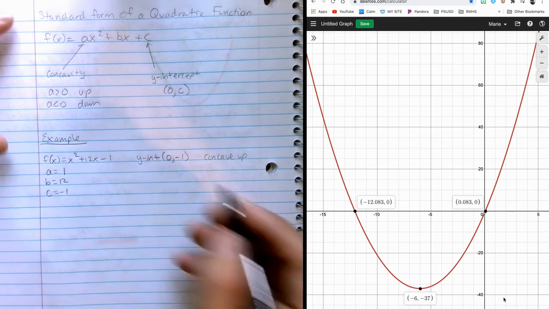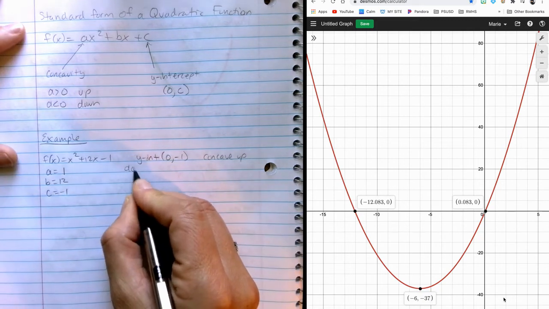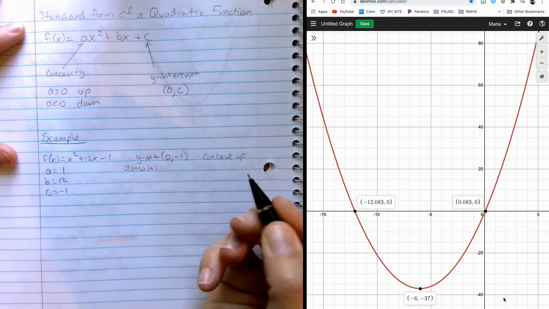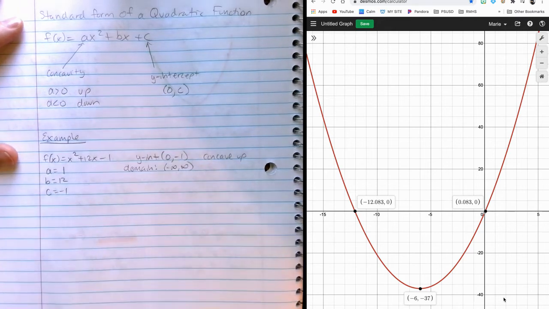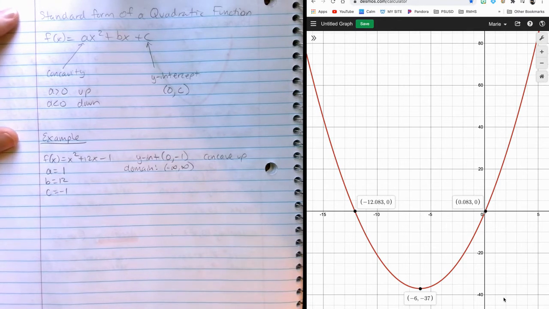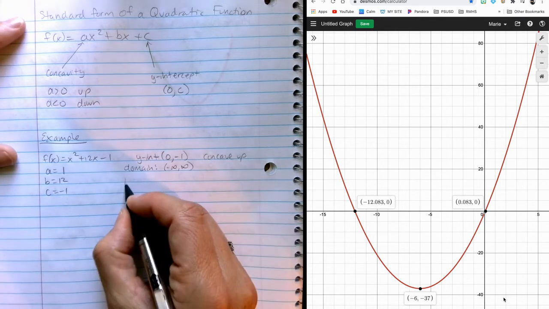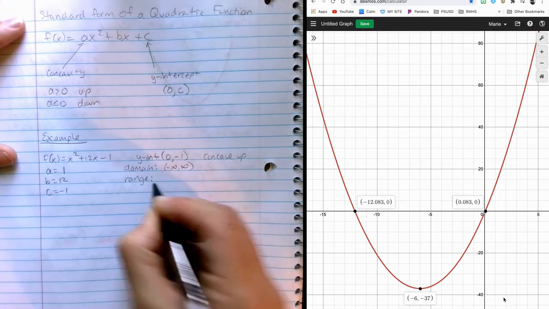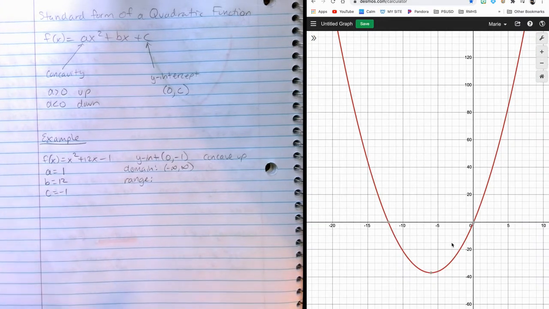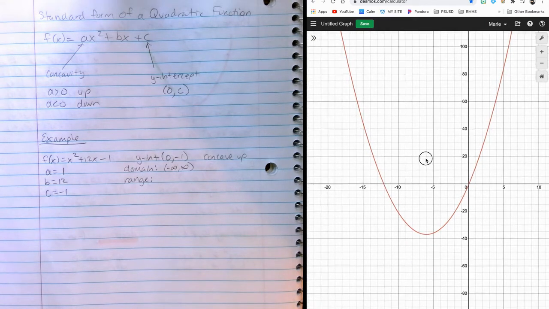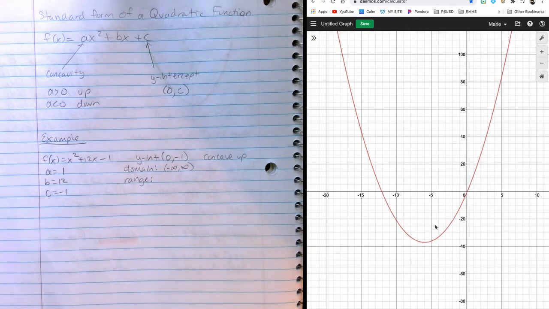Now, the domain, if you remember, for all quadratics is going to be all real numbers. The domain is always all real numbers for quadratics. Why? Because there are not any numbers you can input into this function that will restrict it. Now let's talk about the range. The range is going to be looking at it from the y-axis. So if you look at my graph here in Desmos, I can see the range is not all real numbers.